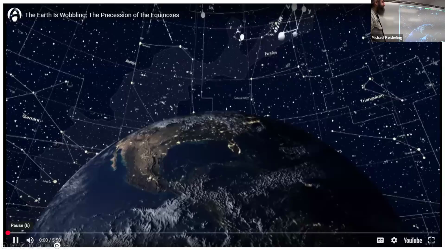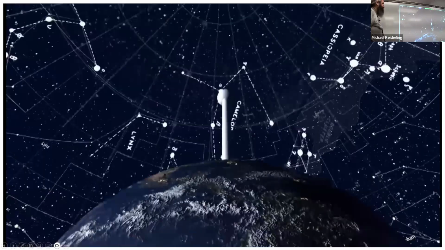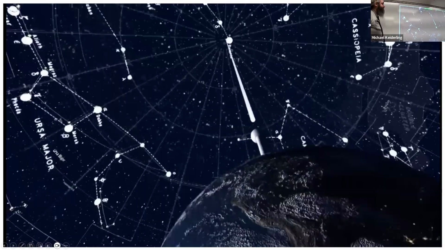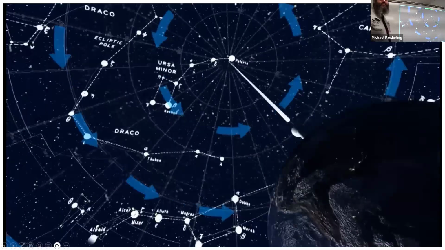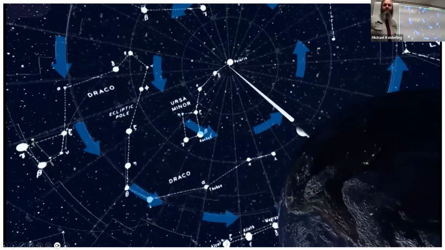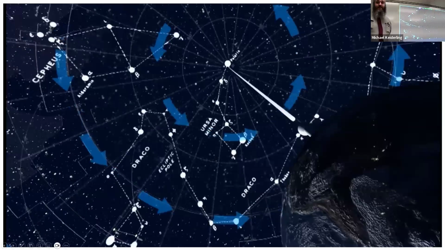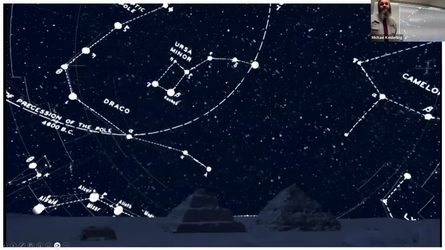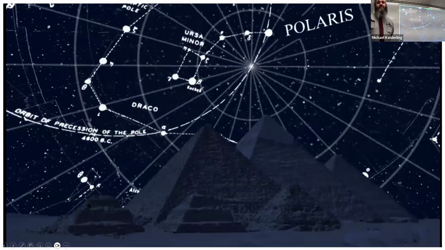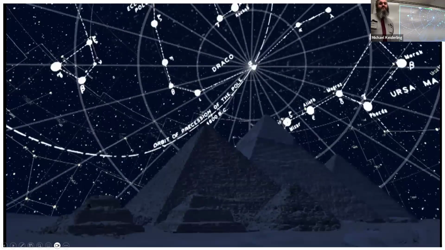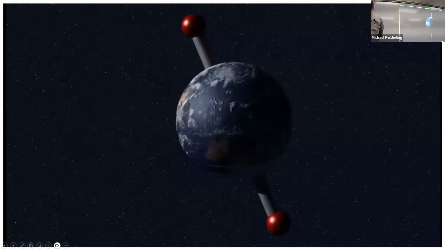The Earth's axis points at the North Star, and the heavens have been revolving around that star since the dawn of time. Except they haven't. When the Egyptians built the pyramids, the North Star wasn't our current North Star, Polaris. No, it was Thuban. Why did it change?